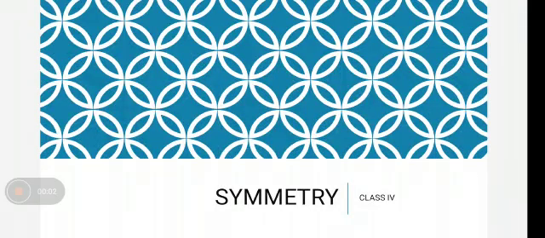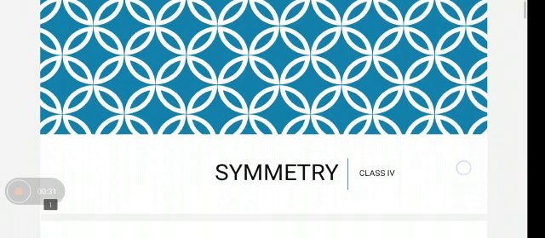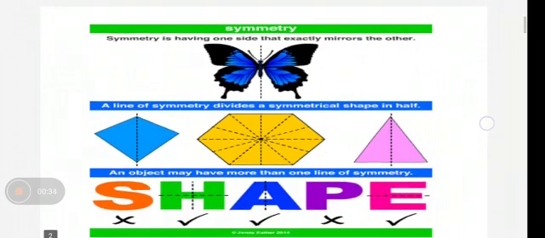Hello students, today we will do an interesting topic called symmetry. You can see on this slide we have a beautiful blue and white color design. It is actually a repeated pattern of circles. Circles are kept one beside the others and we can see it as a beautiful pattern of flowers or a beautiful pattern of circles kept together. Now let us understand what is symmetry.